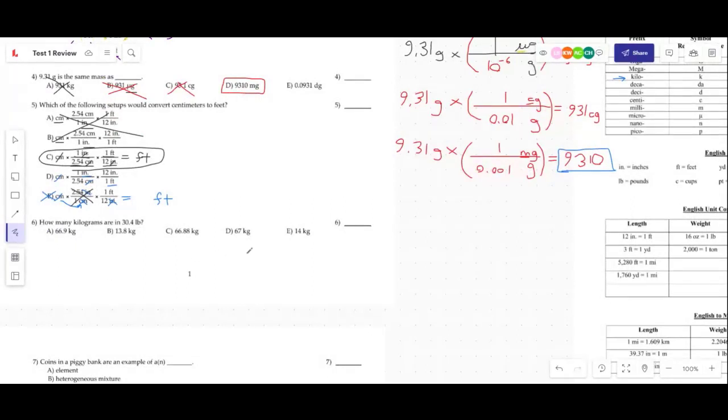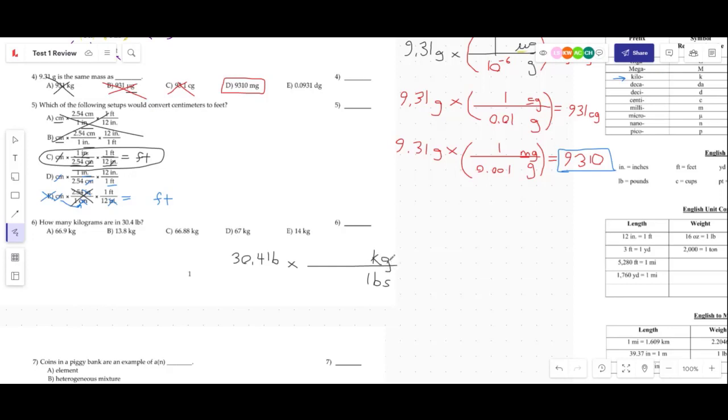For this, this is just another conversion factor problem. We take the 30.4 pounds and we multiply times a conversion factor. And it looks like people are saying B. That looks good. And that's exactly right. B is correct. Because pounds has to come on the bottom, and I have to convert to kilograms.